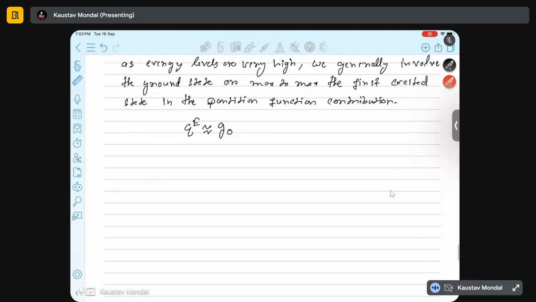or we can take the first excited state also for certain cases, that is g0 plus g1 e to the power minus beta E1. So that is most likely the approximate partition function you can take for the electronic contribution, right?